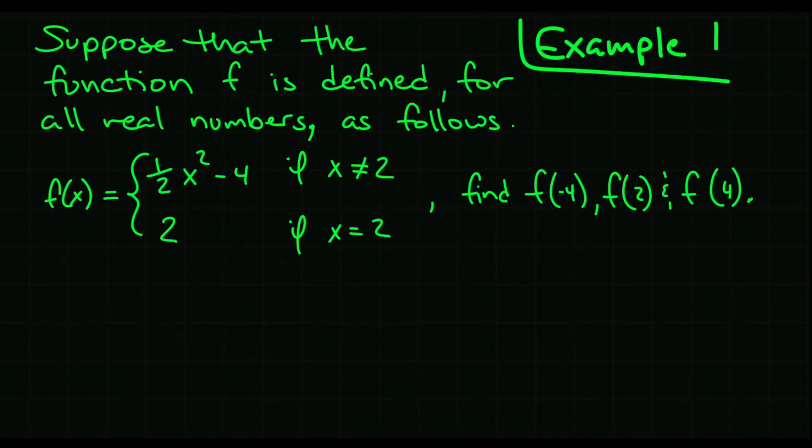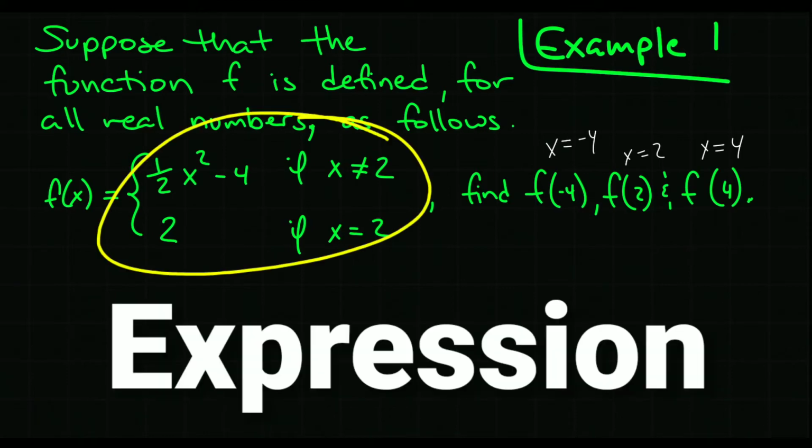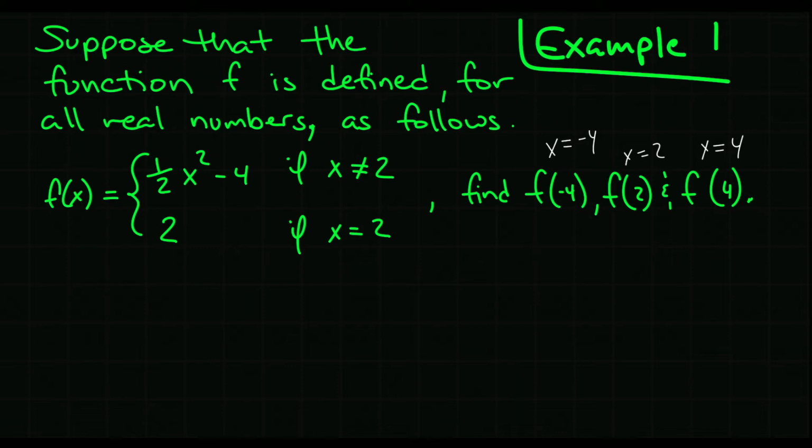When we're doing this, remember, again, this is saying that x is equal to negative 4, x is equal to 2 for this one, and x is also equal to 4 for that one. So all we're going to do is compare our x values to where their position would be in the graph, and then we'll solve it from there. So if x is not equal to 2, then we're going to use the top expression. So we have f of negative 4 means that we have 1/2 of negative 4 squared minus 4.